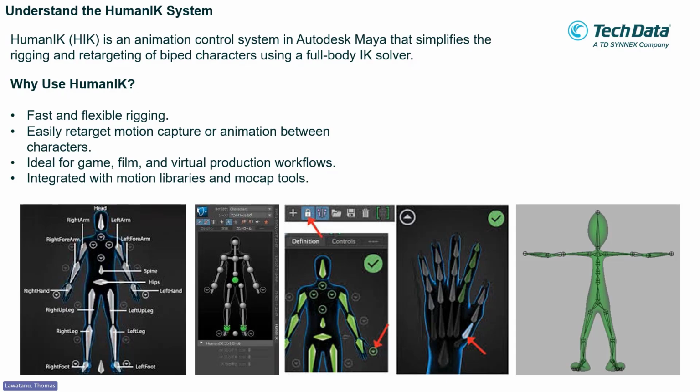In this slide, why use Human IK? First, we get fast and flexible rigging. This is the fast way to implement the rigging on your character by using Human IK. That's why everyone uses Human IK as the tool for rigging their characters.